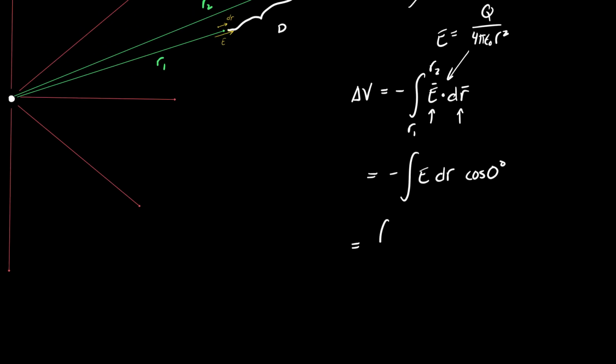Stumbling all over my words. So R1 here, R2 there, Q over 4 pi epsilon naught R squared dr. Remember this. Oh, I lost my negative sign. So put my negative sign back. Okay. Now this next thing is just an exercise in mathematics. It's not really physics, but we'll do this exercise here real quick. All right.